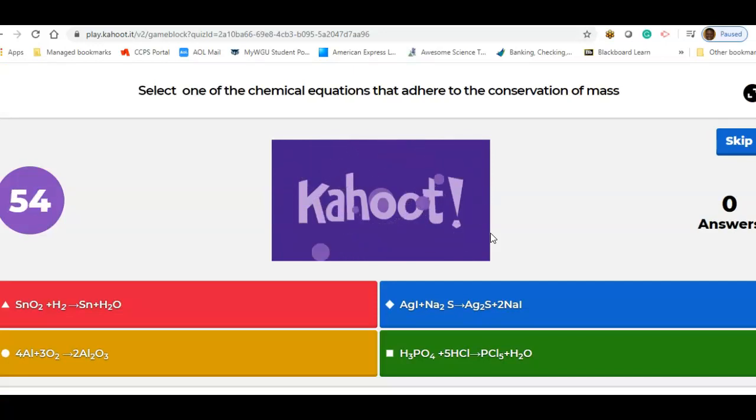Mr. A, what does adhere mean? Like, what does that mean? Does it relate to conservation of mass? For this question, what does that word mean? Conservation of mass, does it mean a balanced equation? Which equation is balanced? Okay. Yeah.